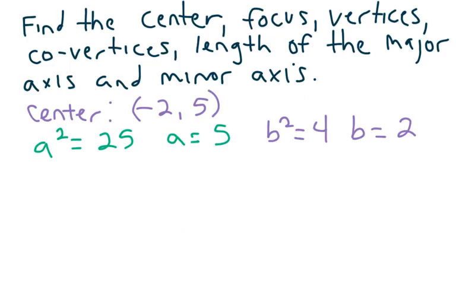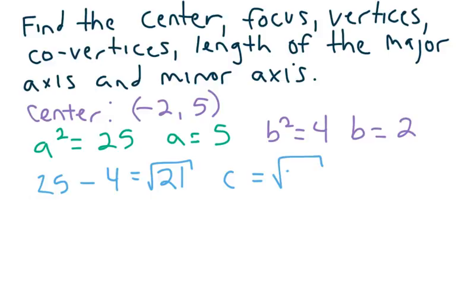Yeah. And I can go ahead and find my focus length right now as well. How's d squared? So it's the biggest number. Okay. So I can go ahead and take the 25 minus the 4, get 21, then take the square root. So I know that my c is square root of 21. Why did you pull the 25 before? Oh, remember you always go c squared is going to be equal to your a squared minus your b squared?